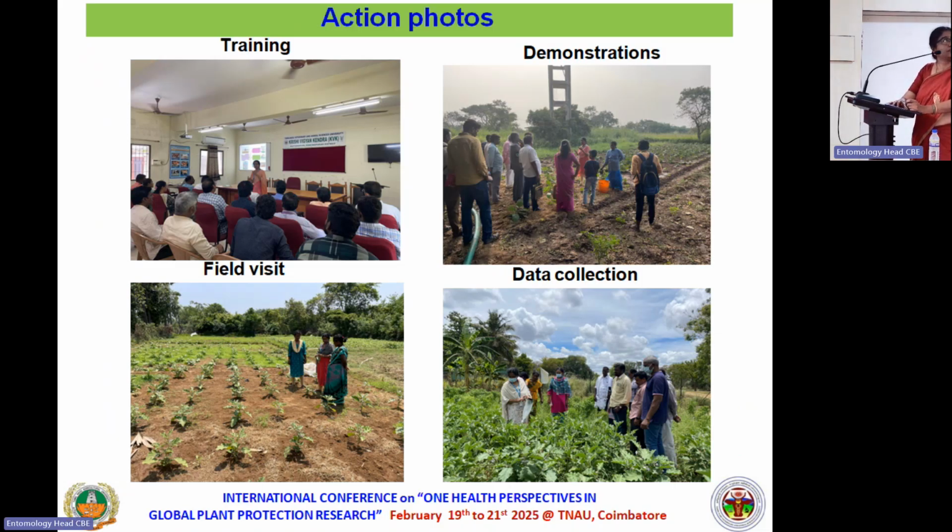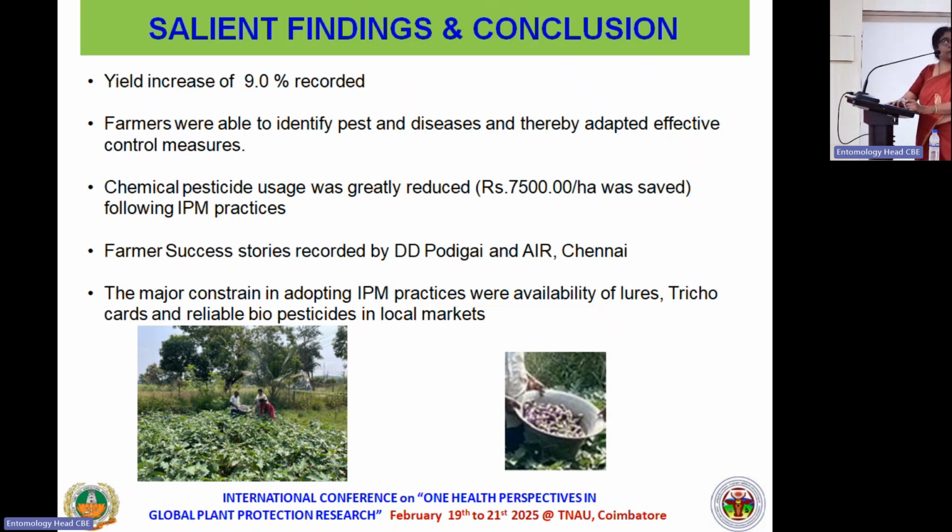Next slide. When you see the salient findings or conclusion, nearly 90% yield increase was recorded in the farmers' field, and farmers were able to identify the pest symptoms and adopt the management practices accordingly. Before that, they used to just spray chemicals. After KVK interventions, nearly 50% of farmers were able to follow need-based chemical pesticide application. Many success stories of these farmers have been recorded by DD Podige and All India Radio. The major constraint in adopting this IPM practice was mainly the availability of pheromone traps, lures, and reliable biopesticides.